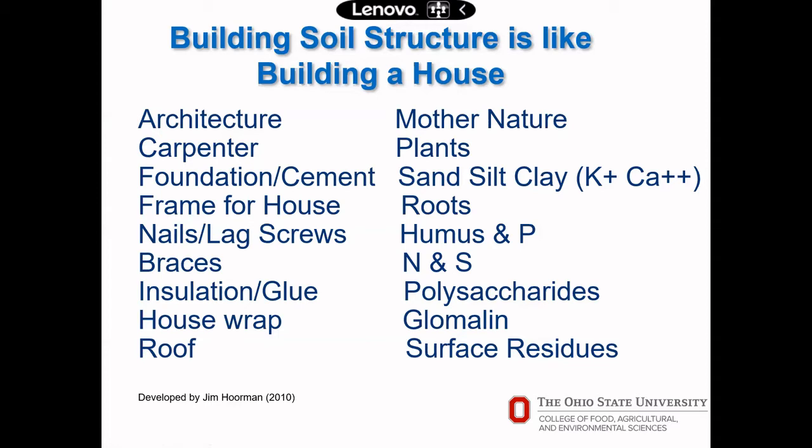The plants are kind of our carpenters along with the microbes. And then our foundation is our sand, our silt, and our clay. The frame for the house is the roots. And then the humus and the phosphorus. I always like to say that the humus is like a nail. It's hard as a rock. It's been around for a long time. The lag screws are your phosphorus.